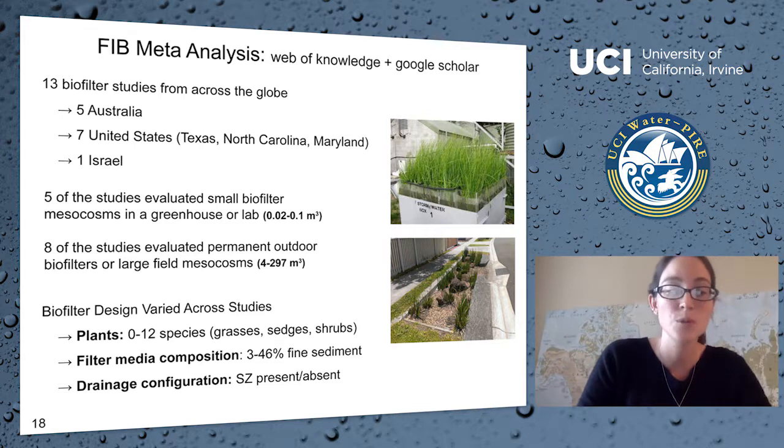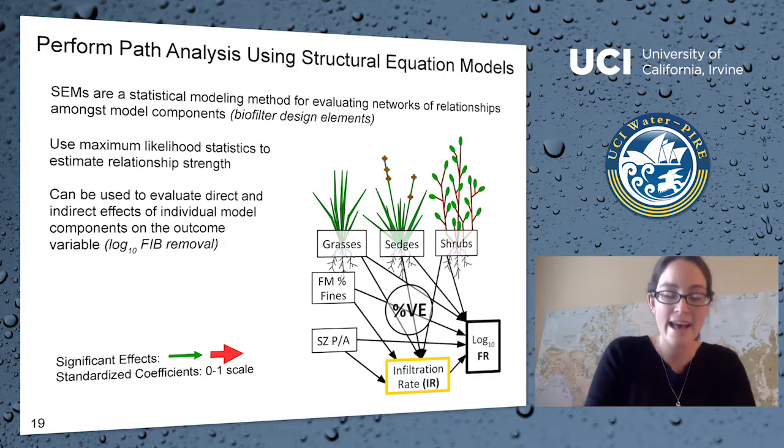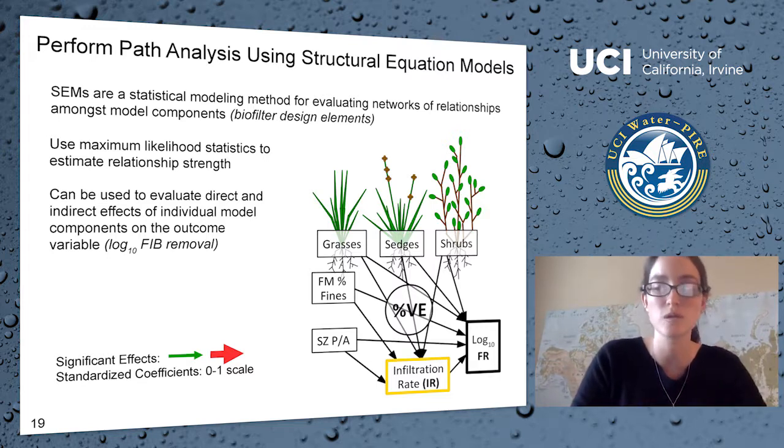Regarding plants, there were between 0 and 12 species planted in these systems, including grasses, sedges, and shrubs. Filter media composition ranged from between 3 and 46% fine sediment, and the drainage configurations could either have submerged zones present or absent. So once we have our data from our meta-analysis, the next step on slide 19 is to perform a path analysis using structural equation models.